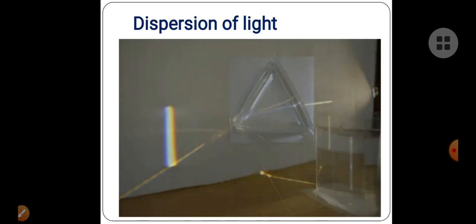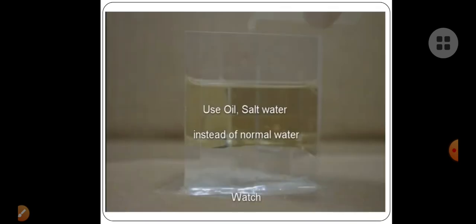Now also with the help of this water prism, we can see the spectrum of light. So by making this prism, we can experience all the phenomena which we have discussed in our theory syllabus, and it will give you a clear understanding of the concepts. Also, in this prism, you can use oil or salt water instead of normal water, and then you can notice the extent of bending of the ray of light across it.